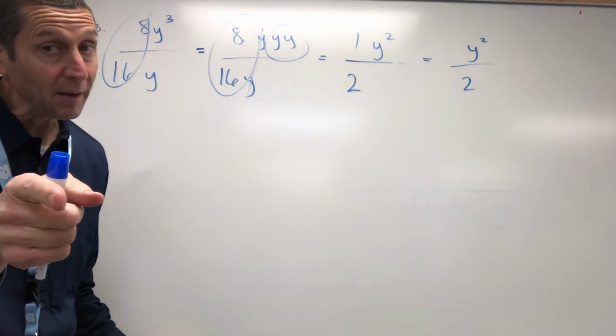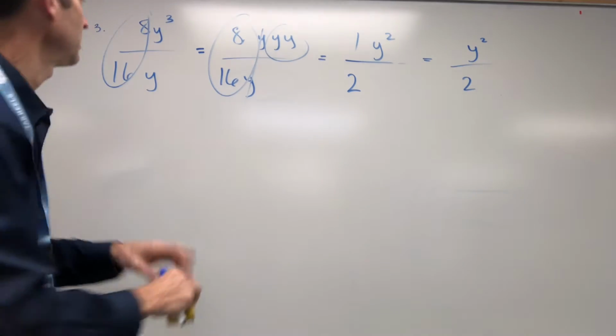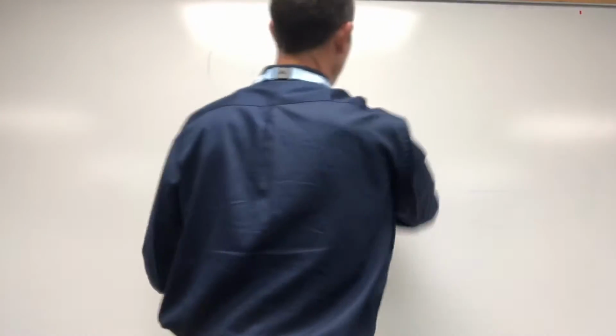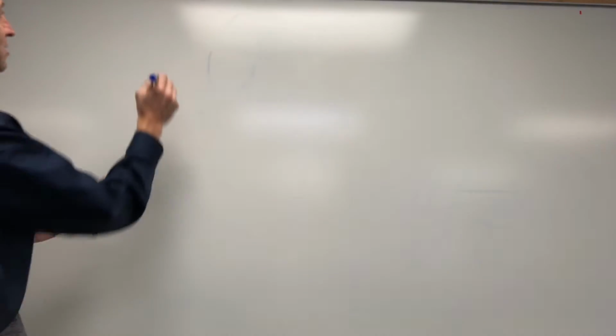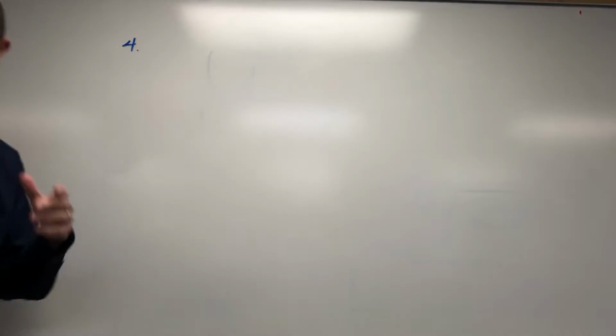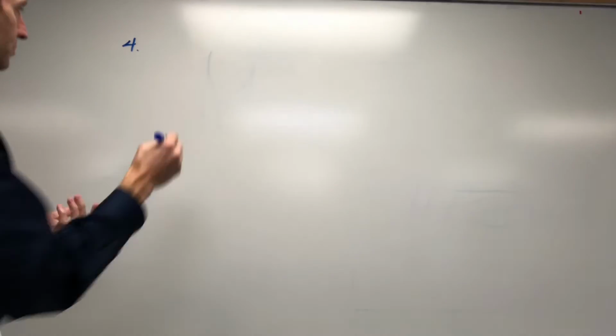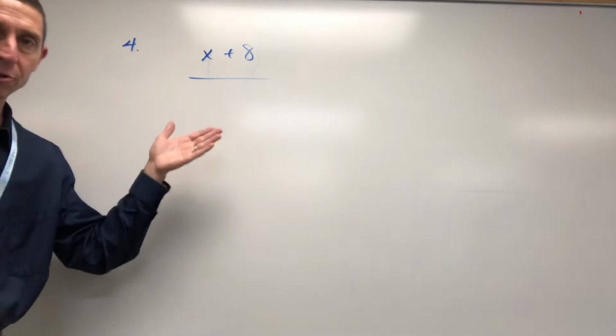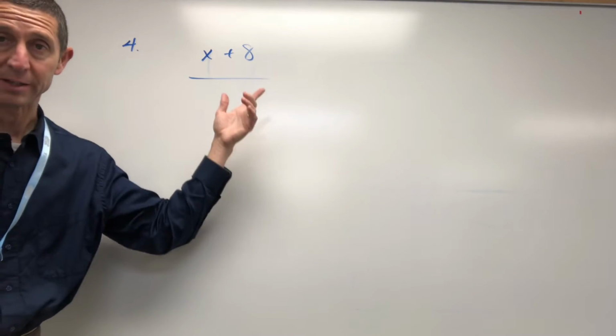Where people mess up, though, is when the plus signs and minus signs show up. And you guys still do dumb stuff. All right, let's fix all this right now. Number 4, let's say we've got a group. How about x plus 8? Now, it's a group. It's held together by a plus sign or a minus sign.